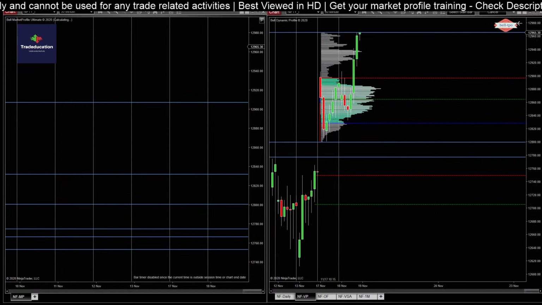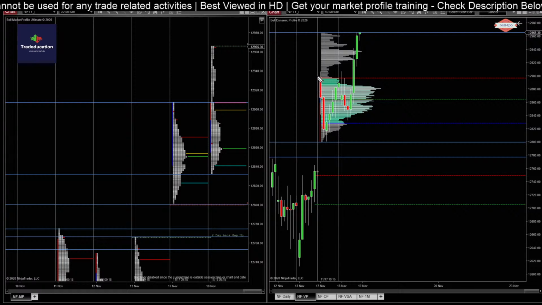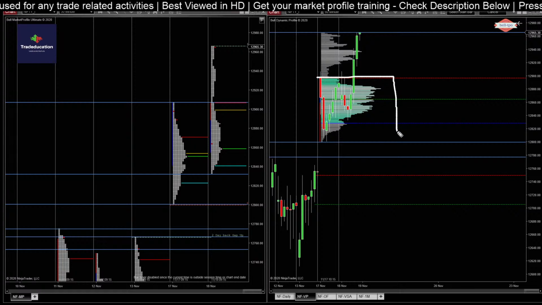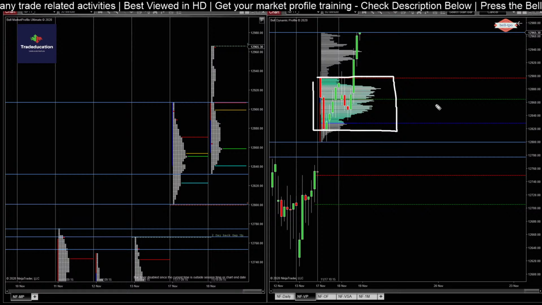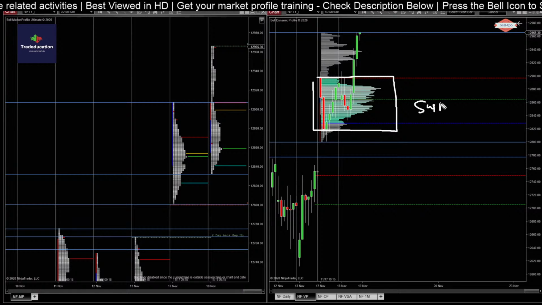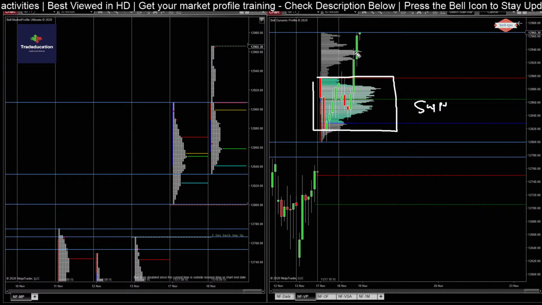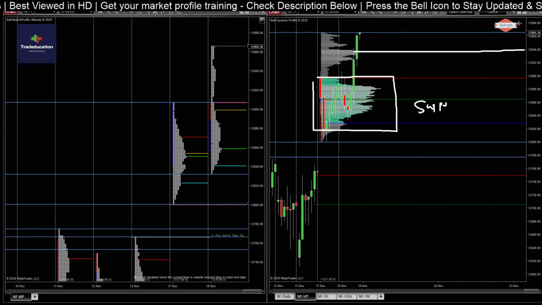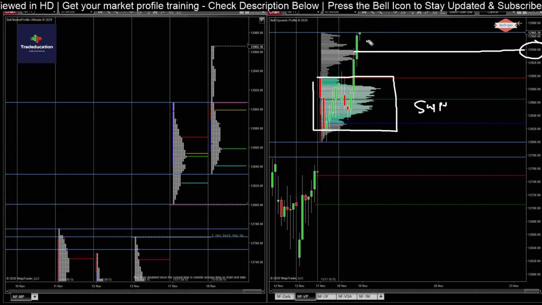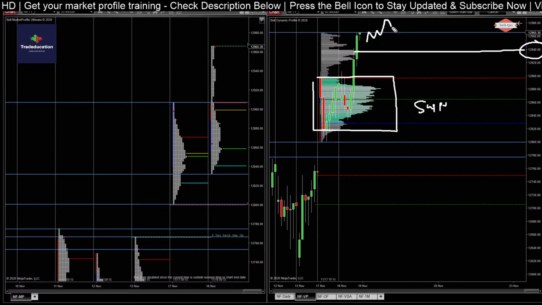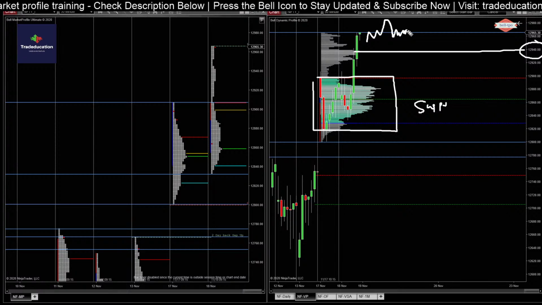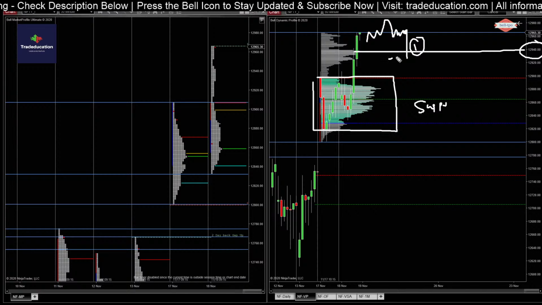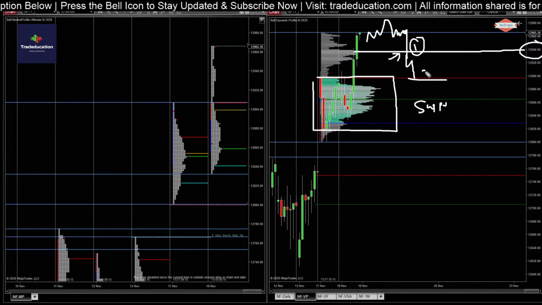Okay, so what I was trying to share is that this is the major area of balance, and this will act as the level of support. Today what I'm expecting is, this is one HVN around 12,940. I'm expecting continuation to the higher, and if we see some sort of exhaustion and some sideways development, then you can take a short trade, keeping your first target at this particular HVN and the second target at this particular value area high.